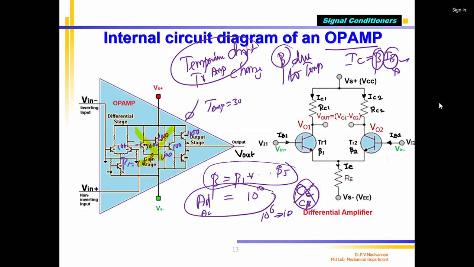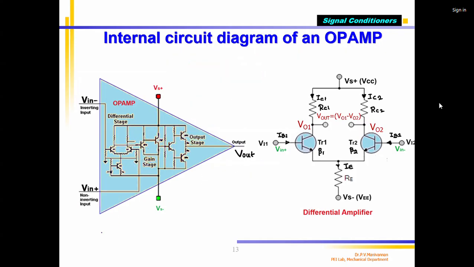It may be 5 stages, 6 stages only. If I want infinite gain, what should you have? An infinite number of CE amplifiers connected in series. Not possible. So we have only these stages. You got it? Any doubt in this? I can clarify.